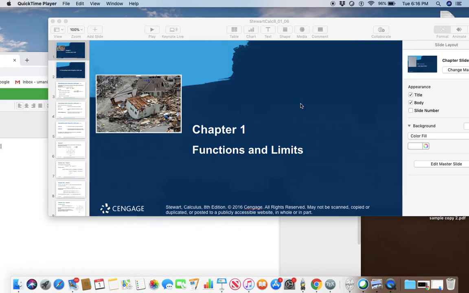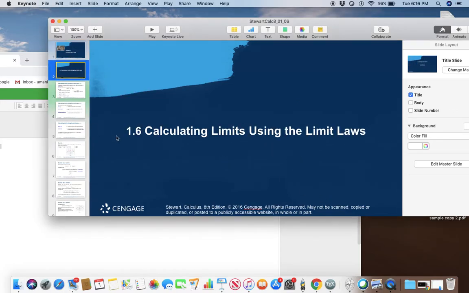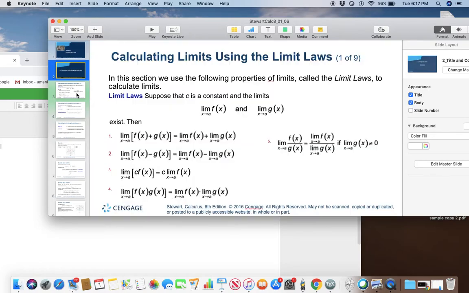Welcome back. Now we are looking at section 1.6, chapter 1, functions and limits: calculating limits using the limit laws. So far what we did was we found limits by plugging in values. Now that is one way of understanding what's going on, but that is not a proof. Okay? Using limit laws, we can actually prove our results. Let's see what I mean by that.